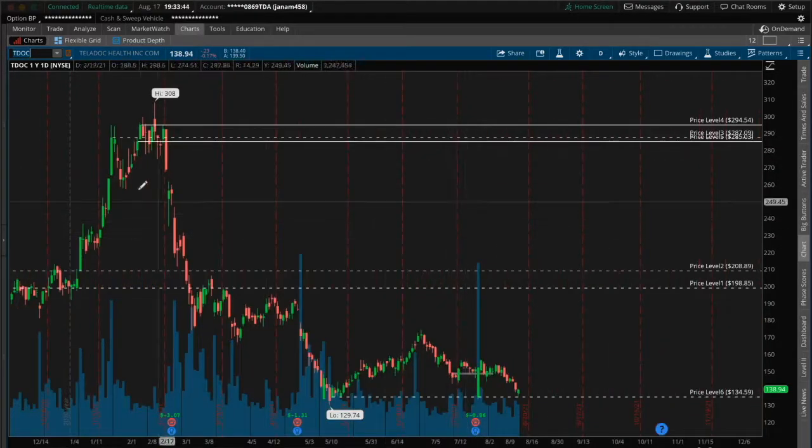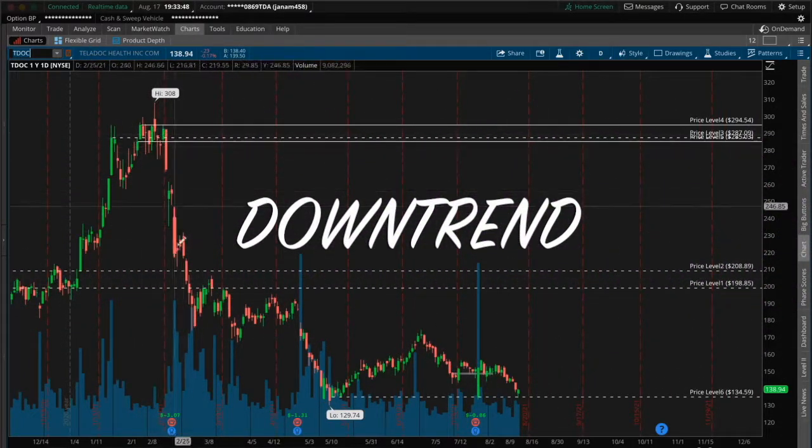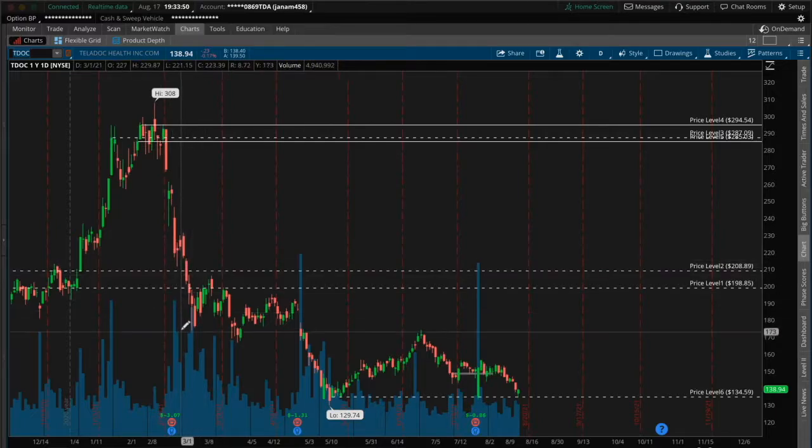TDOC is a nice example of a downtrend. We have a lot of sellers right over 300, down move, some consolidation, down move, consolidation, down move, start to see some buyers, but rejects at a previous area, continues back down. Good example of a downtrend.